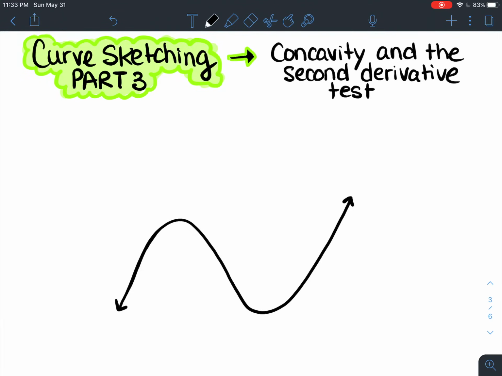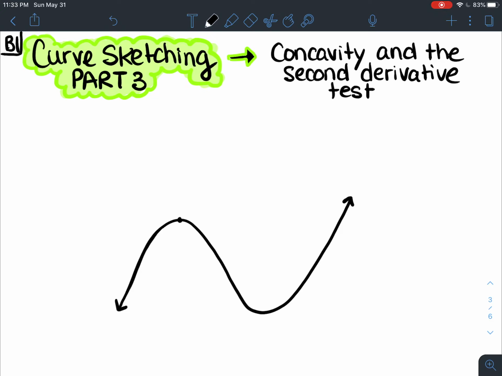All right, we're on curve sketching part 3. So still under B1. So far we did a quick recap of advanced functions and learned about polynomials, rationals, etc. Then in part 2 we went over maximums and minimums.